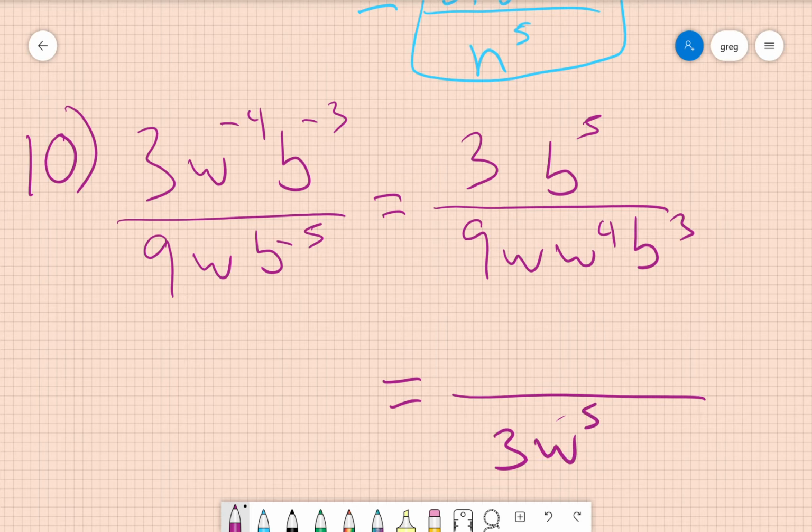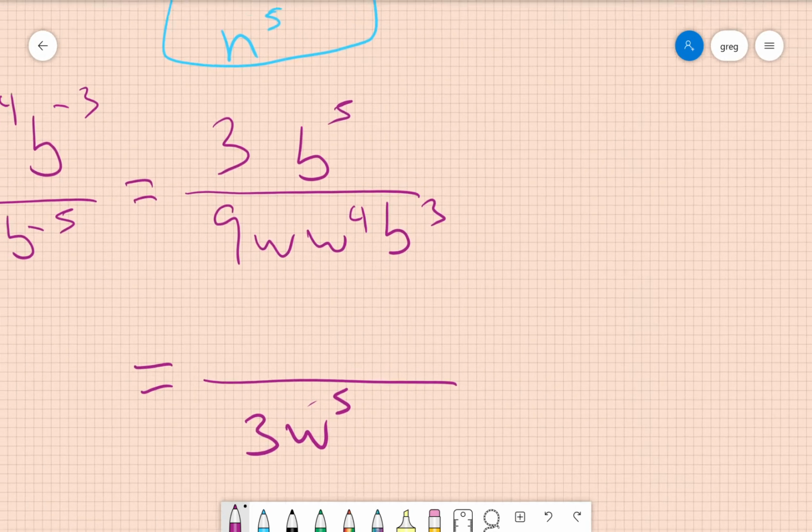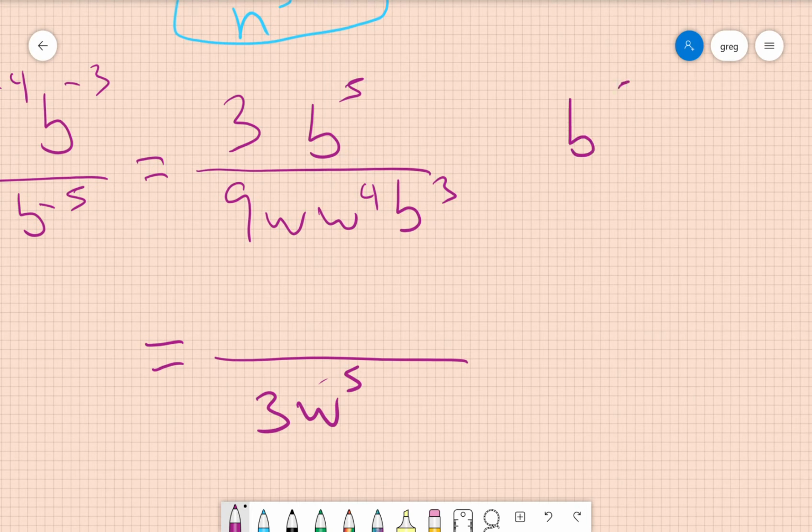And then I have b to the 5th over b to the 3rd. What law is that? Quotient law, right? Because you have the same exact base. I can slide it over here. I have the same base, and I am dividing. So when I divide, what happens with the exponents? I subtract them, right? So it's 5 minus 3.